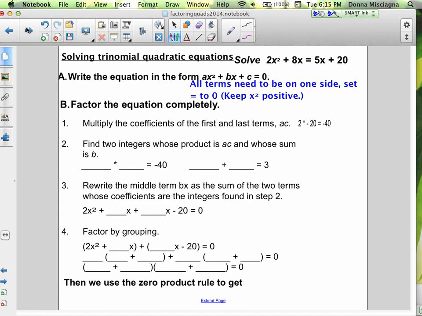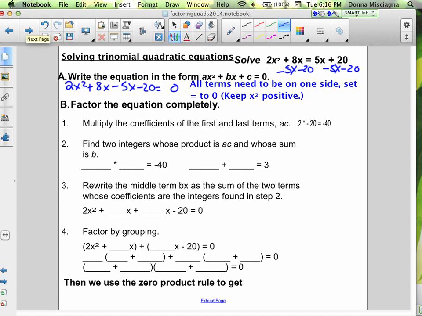So minus 5x minus 20, minus 5x minus 20. Right? So when we do that, on the one side, we're going to have a 2x squared. We're going to have a plus 8x. We're going to have a minus 5x and a minus 20, and then we're going to have 0 on the other side. We can combine the like terms. 8x minus 5x, that'd be 3x. So we have 2x squared plus 3x minus 20 equals 0. Right? You got everybody there?